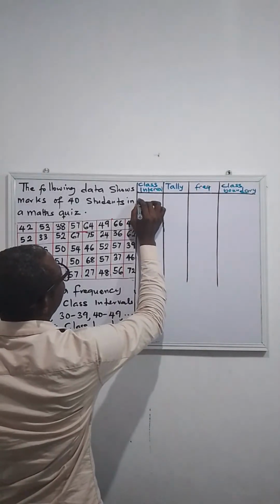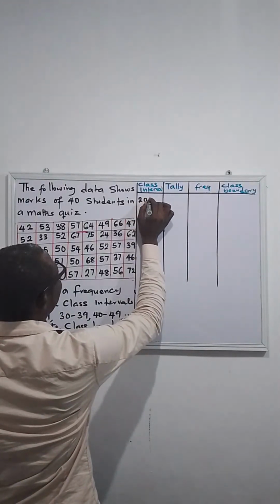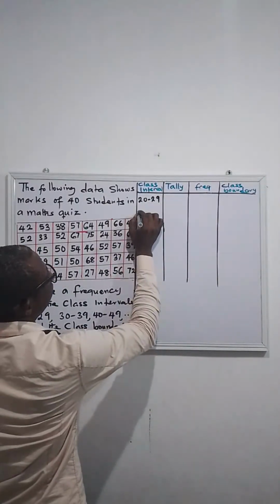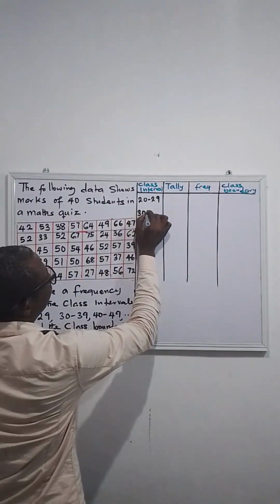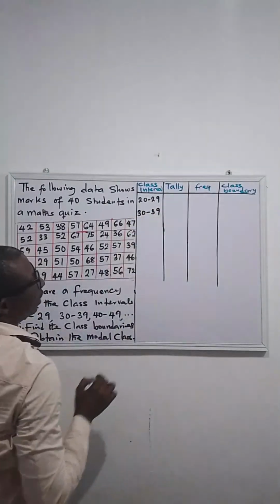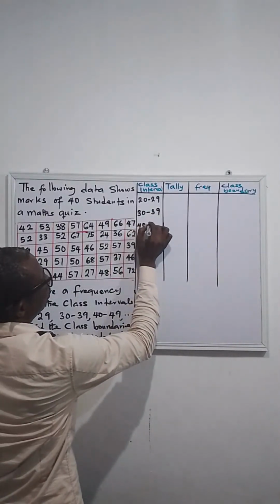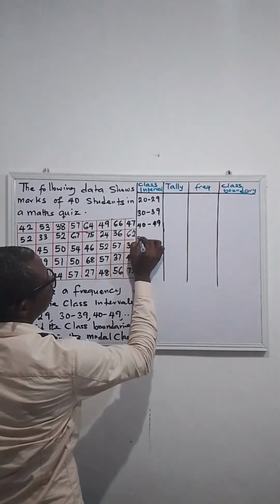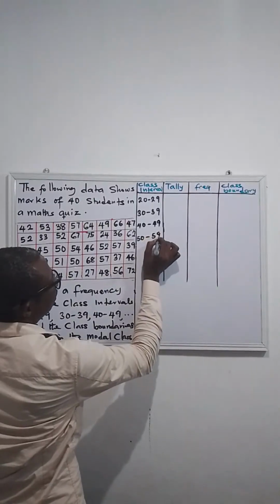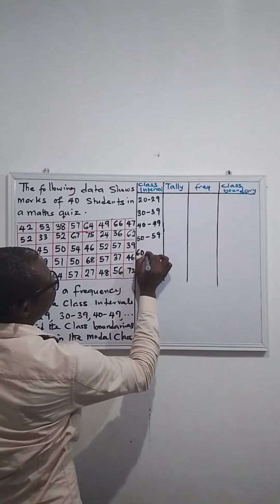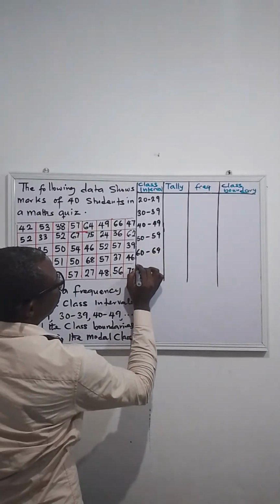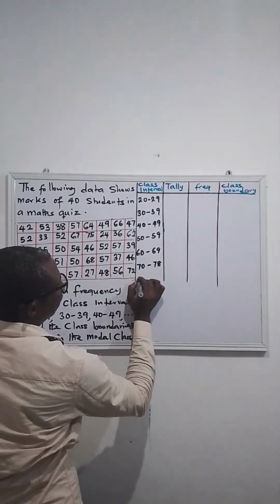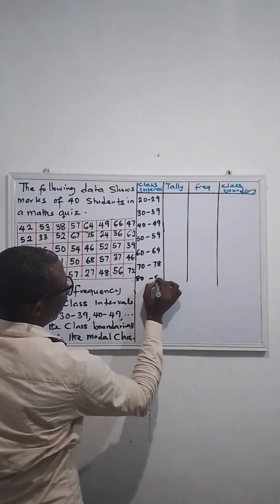We are starting with the first one, 20 to 29. The second one, 30 to 39. The next one is 40 to 49. The next one is 50 to 59. The next one will be 60 to 69, followed by 70 to 79, then 80 to 89.